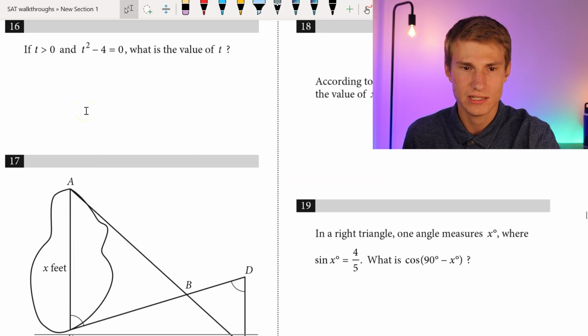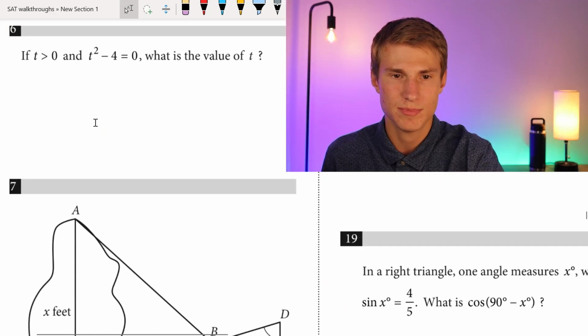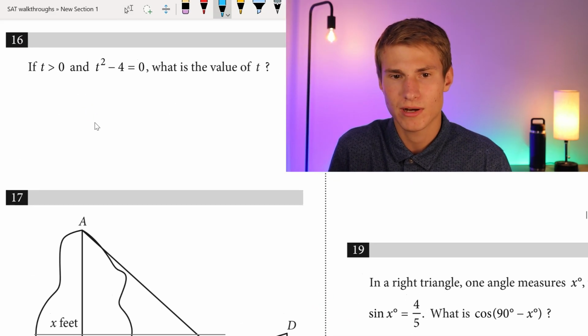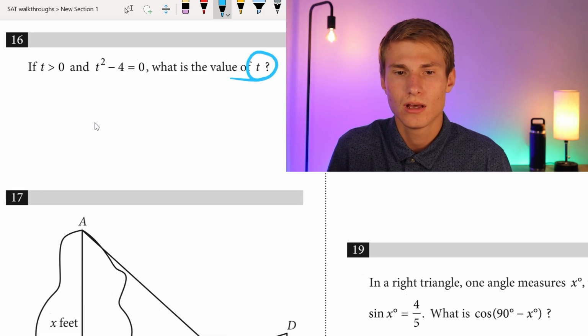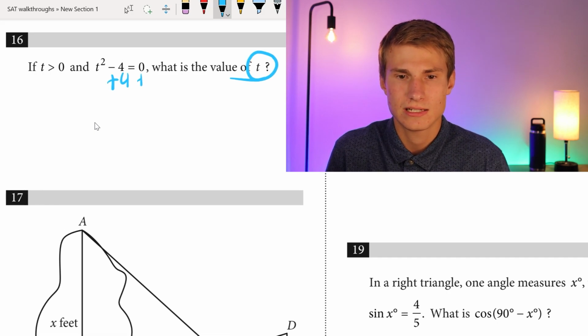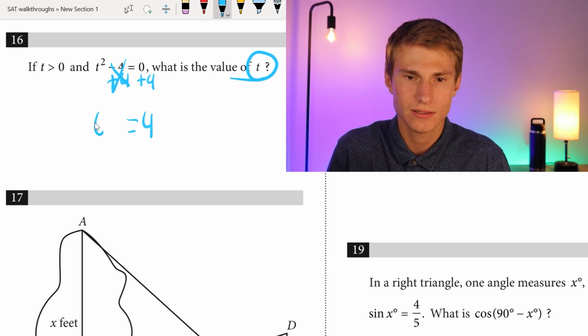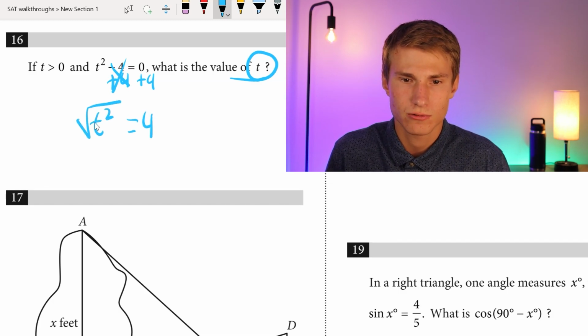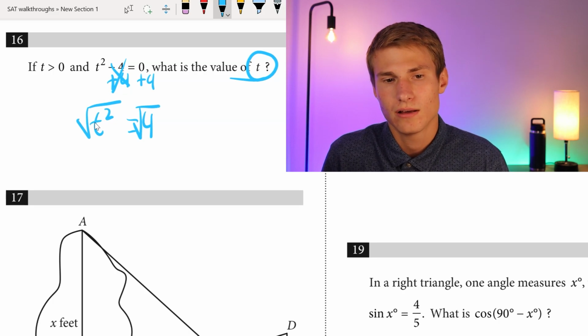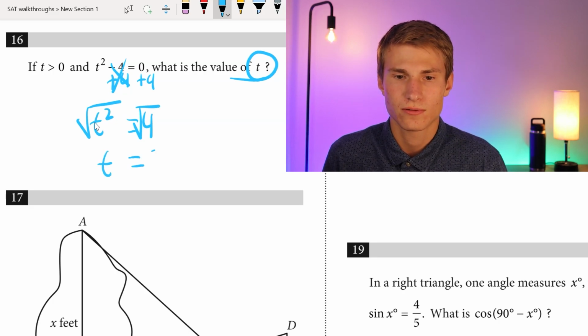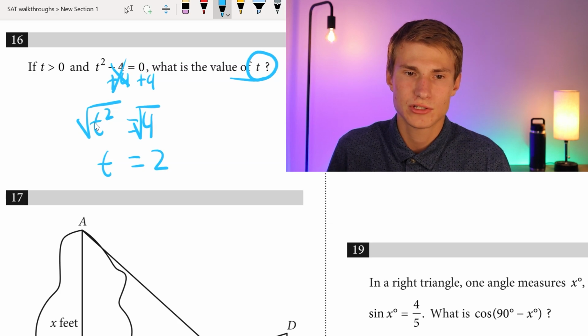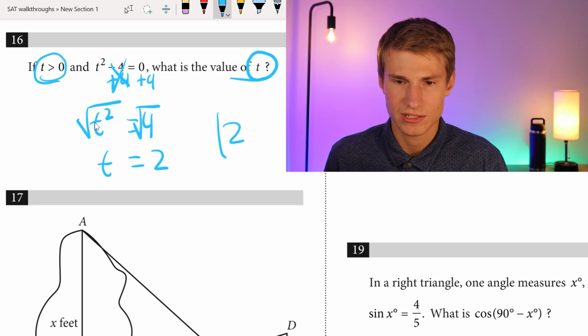So we've got, if t is greater than 0, which just means t is positive, and t squared minus 4 is equal to 0, what's the value of t? In order to solve for t here, we want to isolate t, so we're going to add 4 to each side. We get 4 is equal to t squared. We'll take the square root of t squared in order to isolate t. Then we end up getting t is equal to the square root of 4, which we know will equal 2. It can't be negative 2 because t has to be positive. Our answer there is going to be 2.